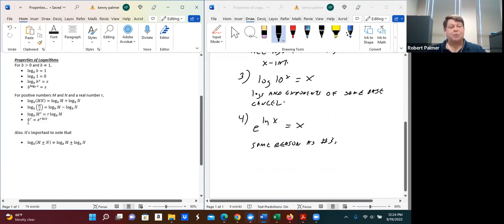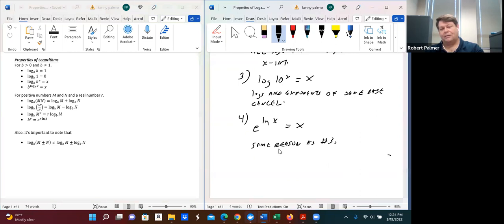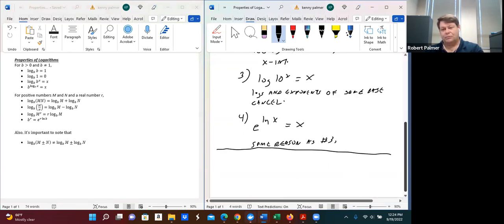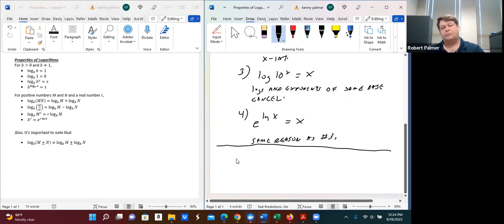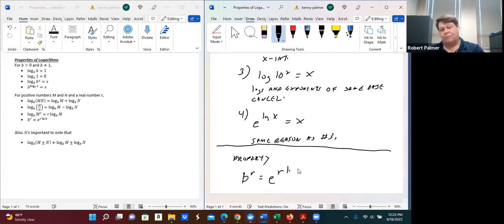And then finally, this last one, we can actually rewrite b to the r in this form right here. In some cases, that's useful. You remember what would happen then; in fact, let me go ahead and explain that one, then we'll take a look at the others. Let's come back over here and draw a line. So let's look at this property. We have b to the r is equal to e to the r ln of b.